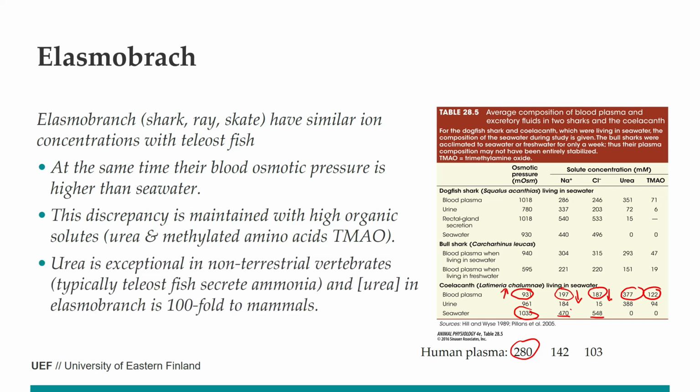And this urea is very exceptional in these non-terrestrial vertebrates. This is not common in any fish. Typically the fish are secreting ammonia, which we are going to discuss later. And this urea is very, very high. 300 millimolar of anything is very high, and it's actually 100 times higher than in mammals.